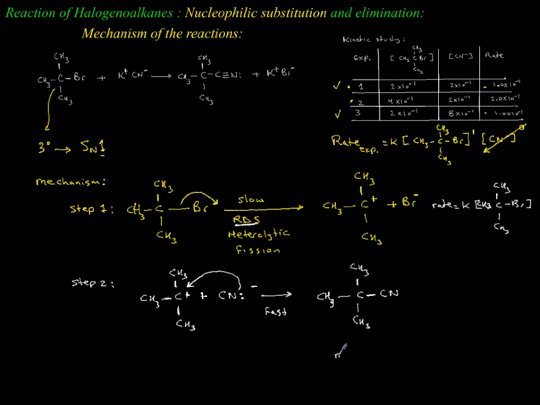So remember, this is a nitrile family, and you can add more hydrogens to it and make it into amine. So this is SN1, so from now on you have to remember tertiary goes through SN1 as substitution reaction.